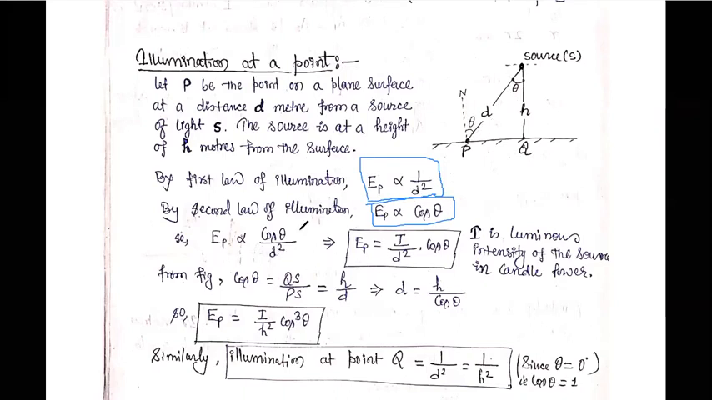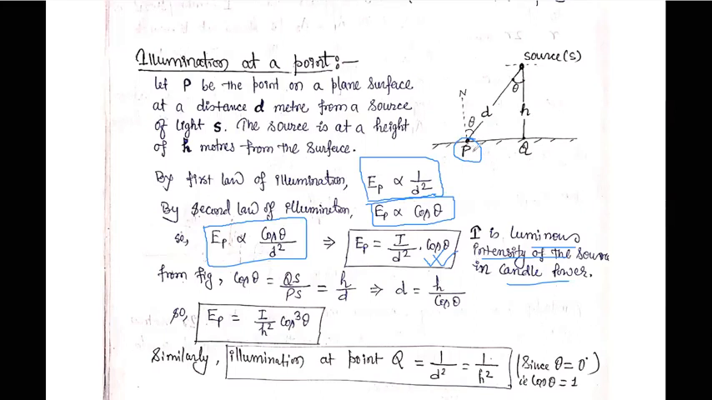So when we combine both equations, we will get EP is directly proportional to cos theta divided by D square, or we can write it as EP equal to I by D square into cos theta, where I is the luminous intensity of the source. What is the luminous intensity of this source? Multiply with that value, then you will get the illumination at this particular point P.